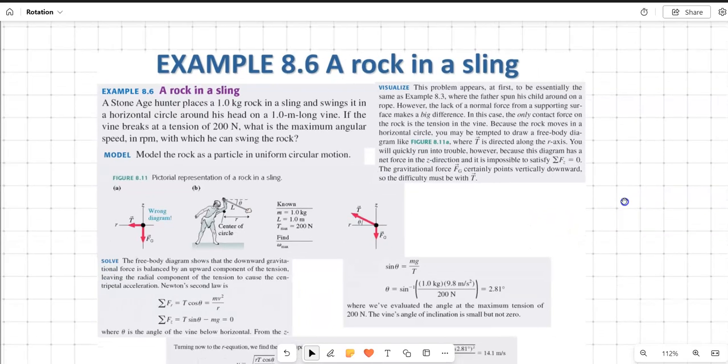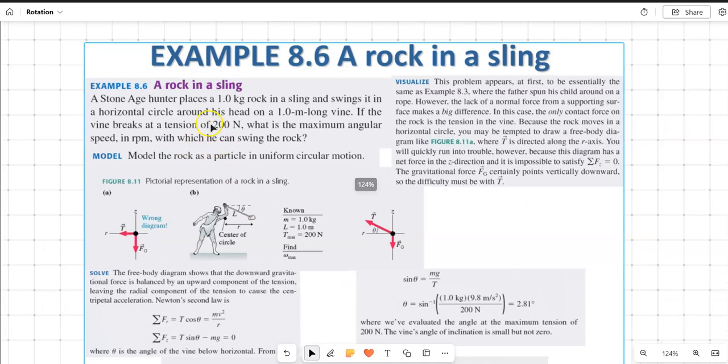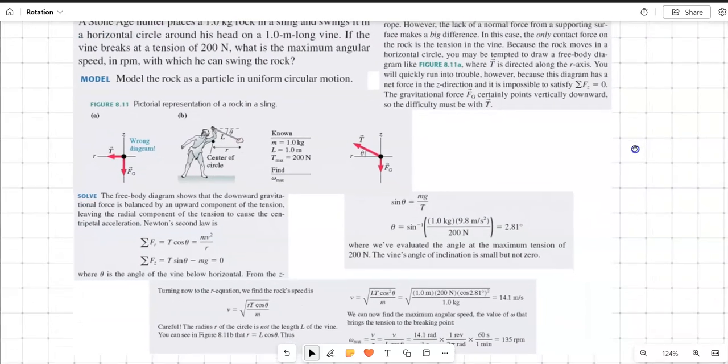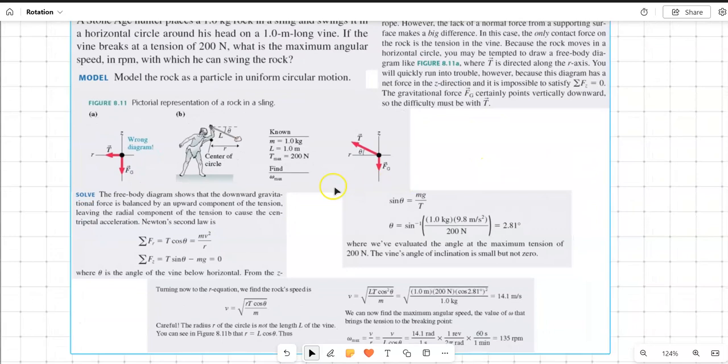Suppose a hunter has a 1 kilogram rock and is making a horizontal circle over his head at 1 meter. If the vine breaks at a tension of 200 newtons, what's the maximum angular speed at which we could swing the rock? Okay, so I'm going to go through an explanation.